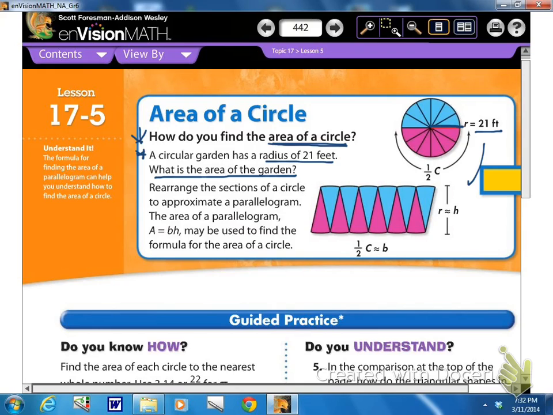Then they show you this picture down here, and they're trying to show you if they rearrange the sections of this circle to approximate a parallelogram. The area of a parallelogram is base times height, and you can see that this half of the circumference, shown down here, would be the base. And then this radius, this blue piece here, would actually be the height. Alright, let's look at the next page.